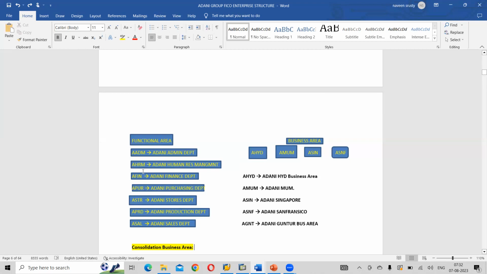Next one, AHRM, Adani Human Resource Management Department. Next one, AFIN, Adani Finance Department. Next one, APUR, Adani Purchase Department.